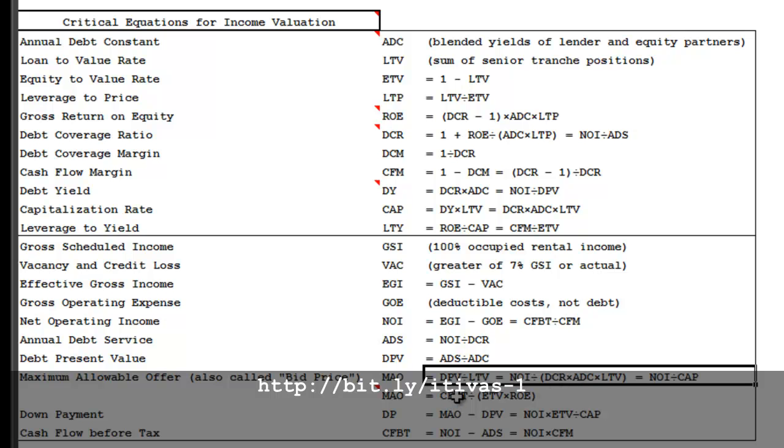You can also calculate the maximum allowable offer from the cash flow before tax, the equity to value ratio, and the return on equity. These three values are specified by you, and therefore that determines the maximum allowable offer for the property. All that remains to be calculated is the structure and cost of the financing.